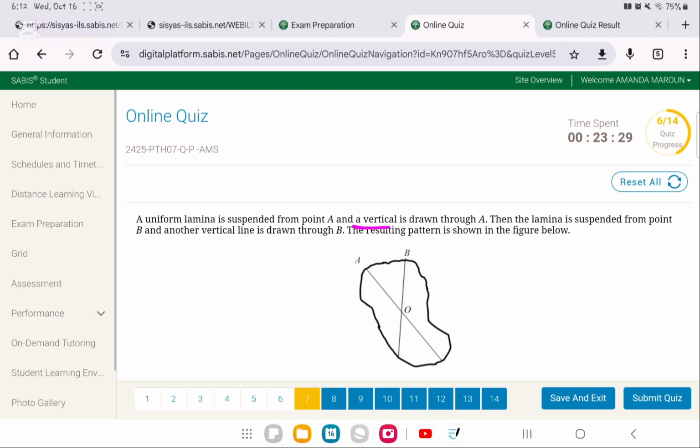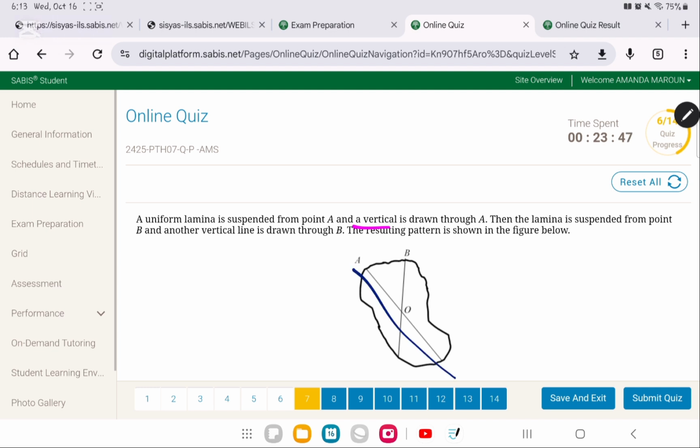Then what do you do? You draw a line. So for example, this is our rope. The rope has a weight at the bottom. We wait until the rope stops moving, and then we draw a line. Then we turn the object, for example, a paper, we turn it around again, and then we do it again.